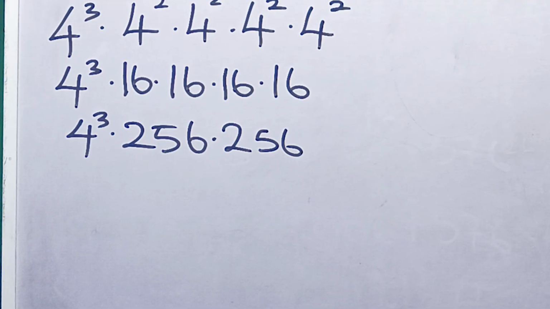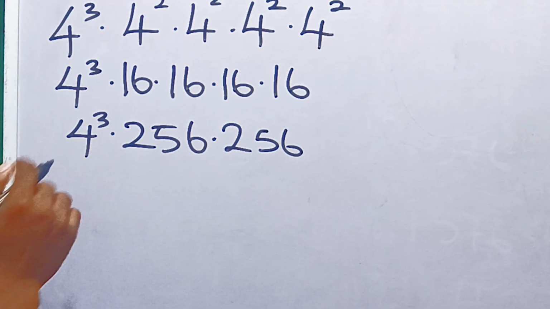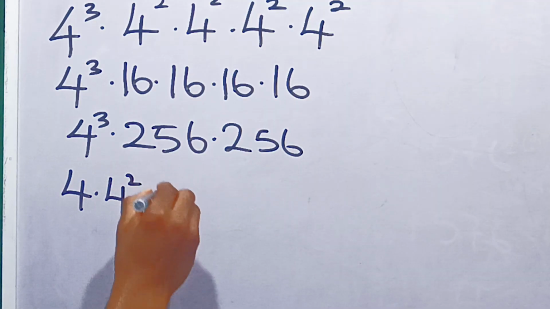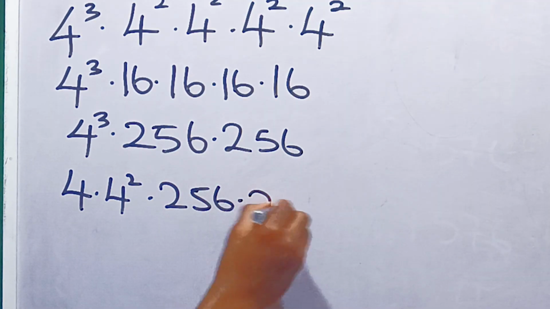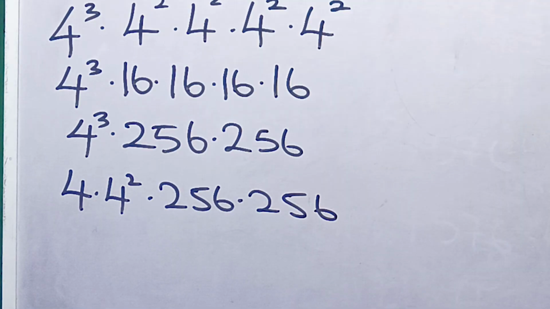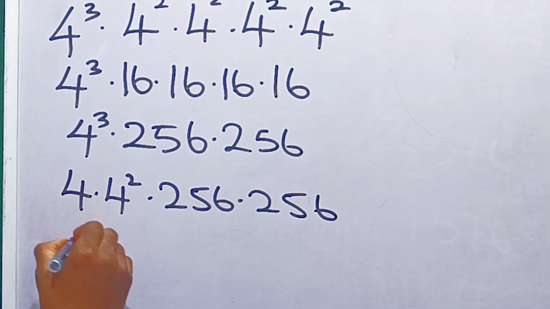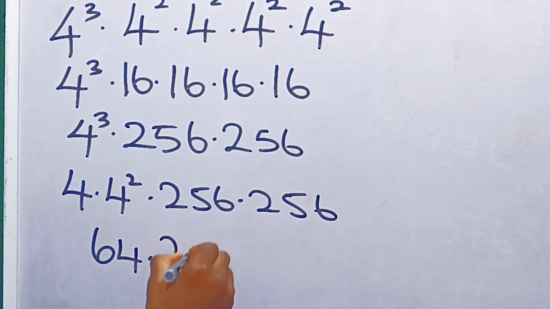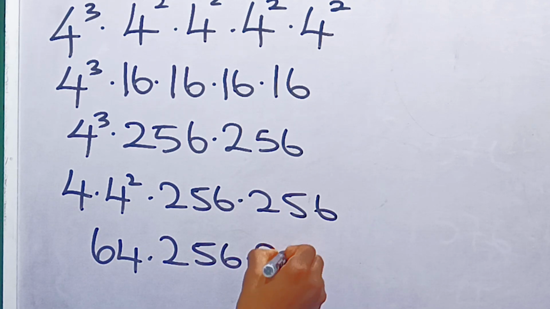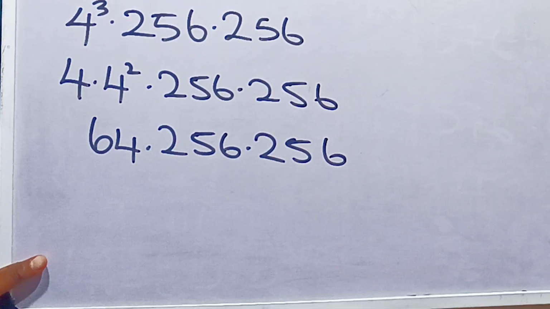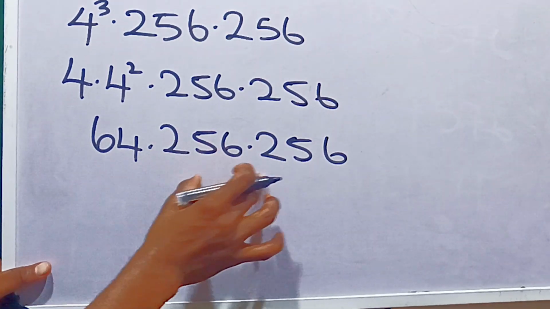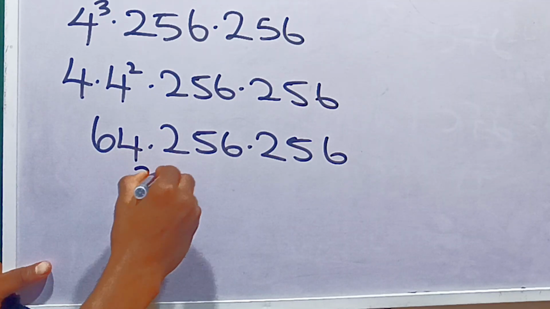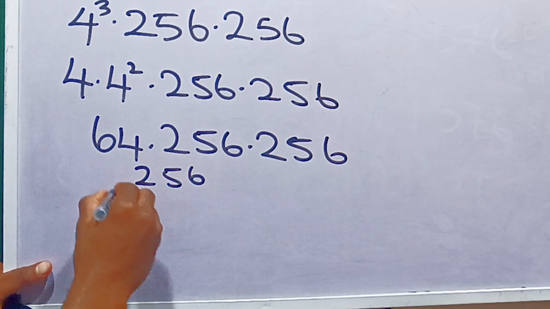Now, furthermore, we can go ahead and open this up so that this becomes 4 times 4 squared multiplied by 256 times 256. Okay, now 4 squared is 16, 16 times 4 is 64. Multiplied by 256 multiplied by 256. Okay, now let's multiply 256 times 256, and whatever we get multiplied by 64 to get our final answer. So 256 multiplied by 256.